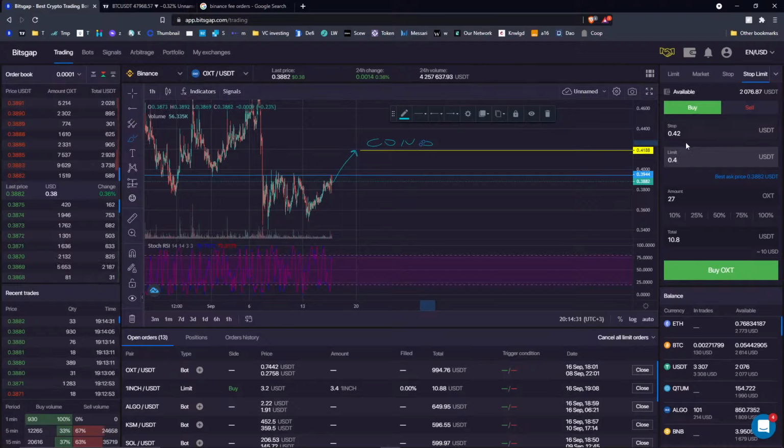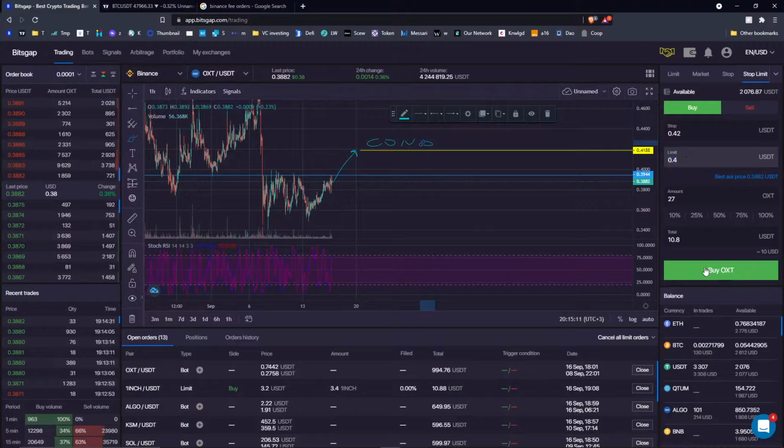So why would I do this? Why not set 0.42? Well, that's because I think that once it reaches 0.42, it's going to fall back a bit, and that way I can buy the OXT at a better, lower price in this case. So that's one scenario you can use a stop limit for, because you set the condition. Once the condition is triggered by the market price, it automatically activates the order itself, the limit buy order.